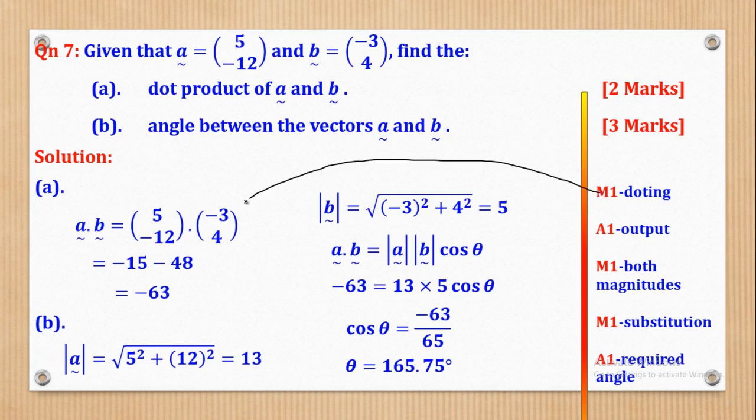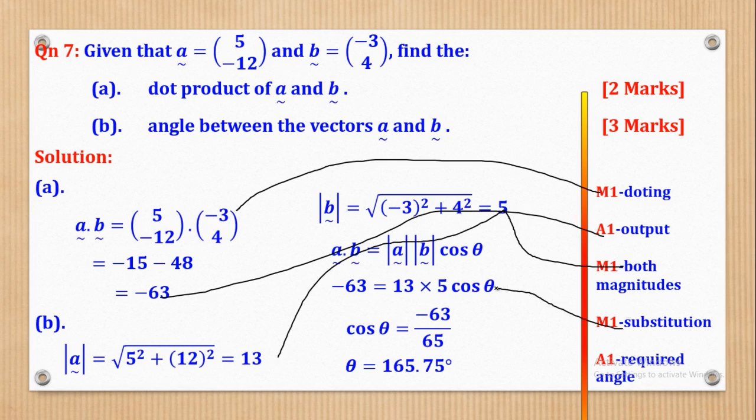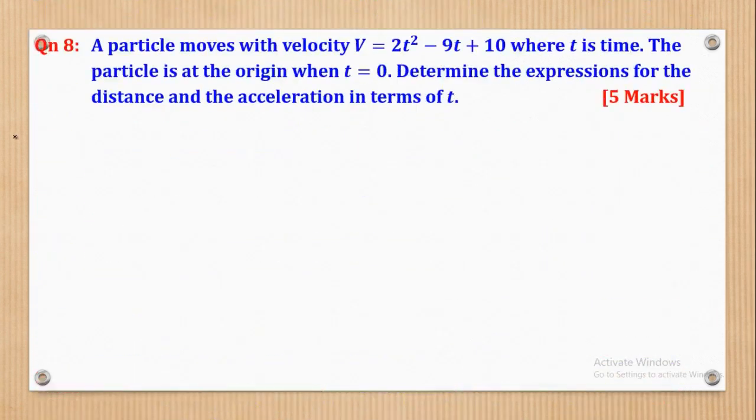So M1 will be for dotting, A1 for the output, B1 for both, M1 for both magnitudes, M1 for the substitution, A1 for the output. So that was question 7.